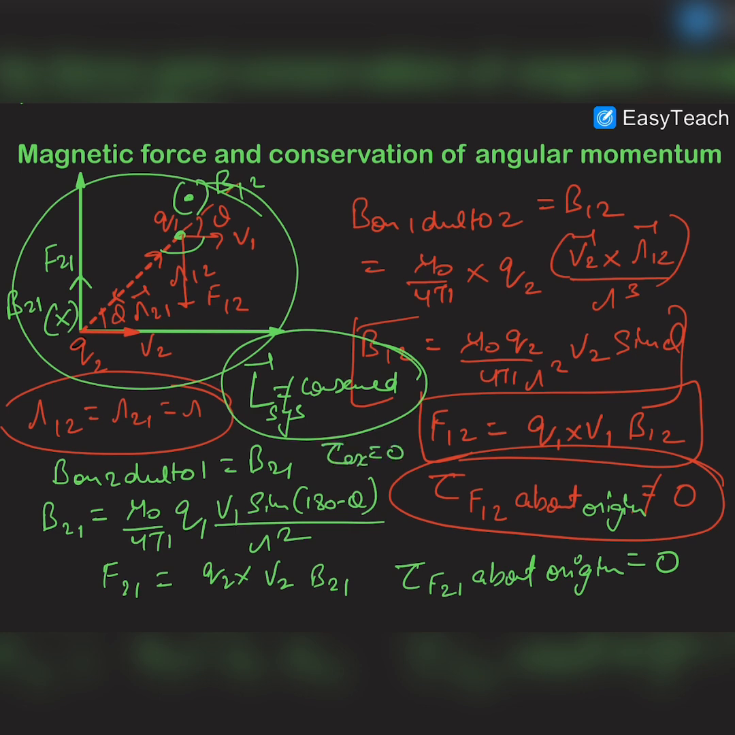So this is against the law of conservation of angular momentum, which says that if the net external torque acting on the system is 0, then the angular momentum of the system will be conserved. But in this case, the angular momentum of the system is not conserved about any point. For example, we are talking about the net torque about origin. So it is not conserved. So this magnetic force is also not obeying the law of conservation of angular momentum.